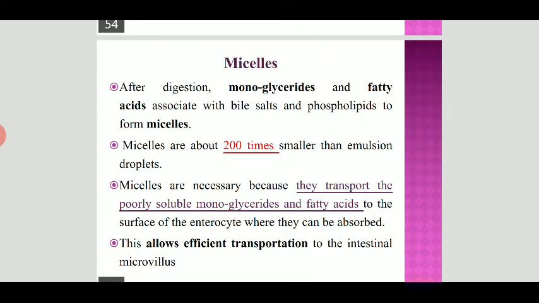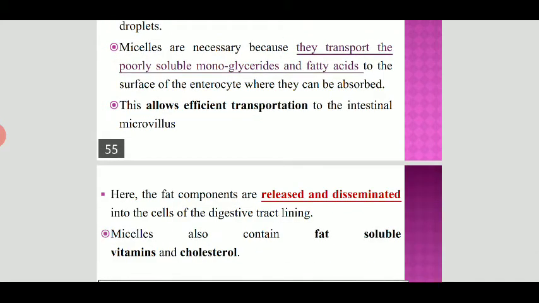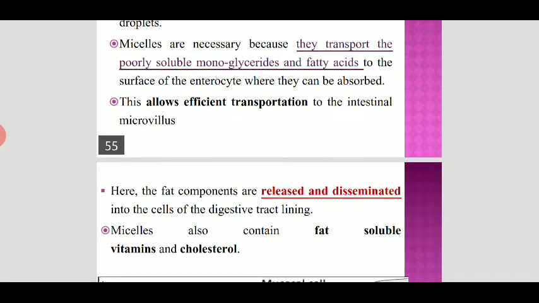Micelle. After digestion, monoglyceride and fatty acid associate with bile salts and phospholipids to form micelles. Micelles are about 200 times smaller than emulsion drops. Micelles are necessary because they transport the poorly soluble monoglycerides and fatty acids to the surface of the enterocyte where they can be absorbed. These micelles allow efficient transportation to the intestinal microvilli.